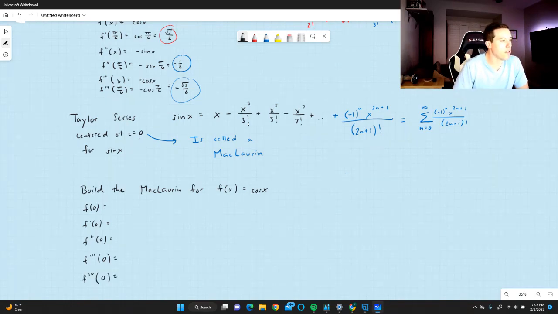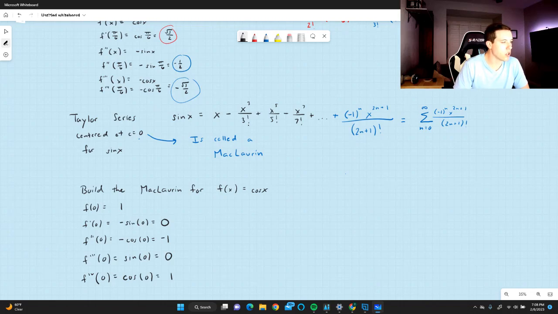So first, plug in 0 to cosine: cosine of 0 is 1. Then f prime of 0 would be negative sine of 0, because the derivative of cosine is negative sine, and that is 0. Does that happen? Oh yeah, and we'll talk about why that happens in a second. The derivative of negative sine is negative cosine of 0, which is negative 1. The derivative of negative cosine is sine. Sine of 0 is another 0. The derivative of sine is cosine, and we're kind of back to our repeating spot again, which is 1.